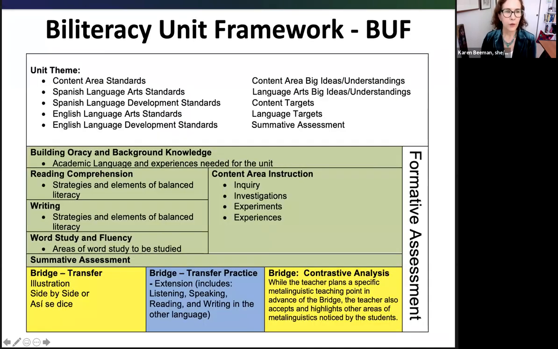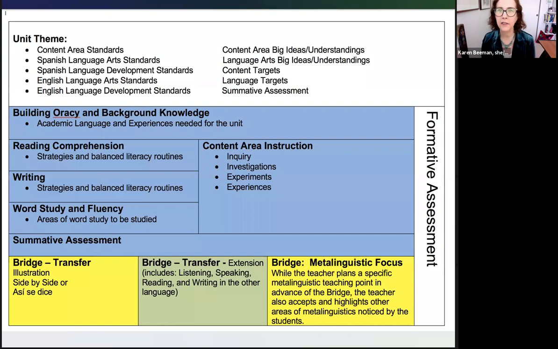So I used the Biliteracy unit framework. This is a Spanish unit. You know that because it's green. If I were teaching in English, it would be exactly the same kind of instruction. It would be on totally different content, but it would be the same kind of framework. So we really want teachers to understand that the instruction is the same across program languages.